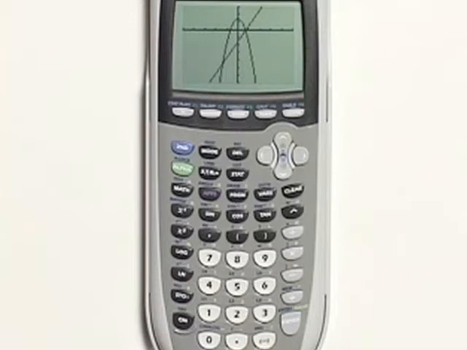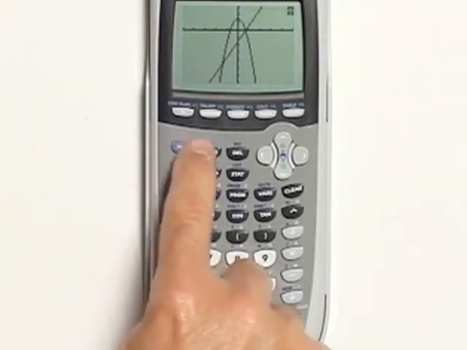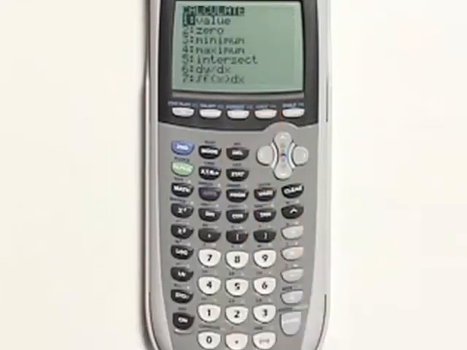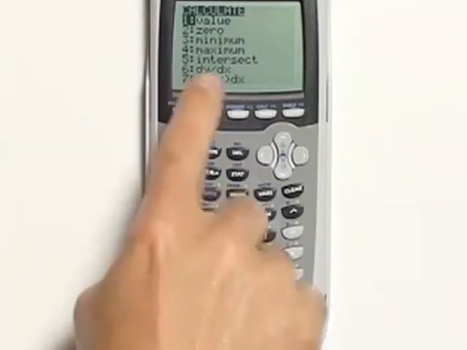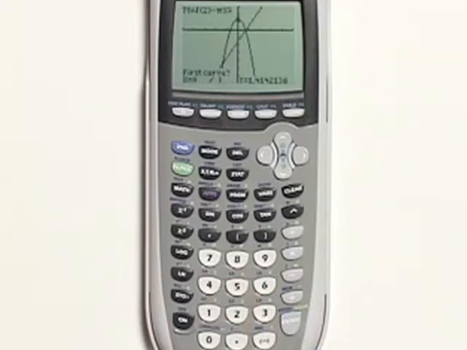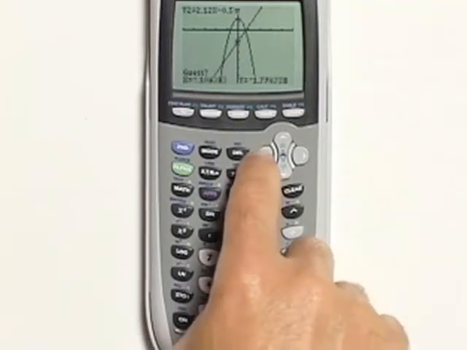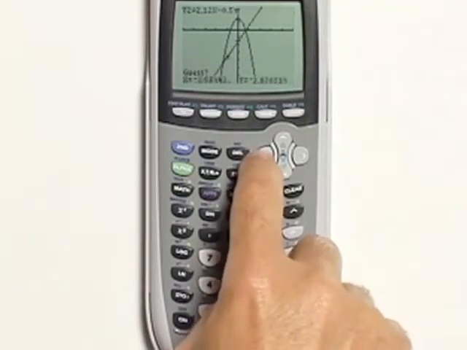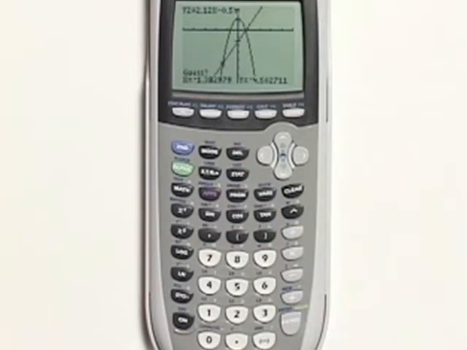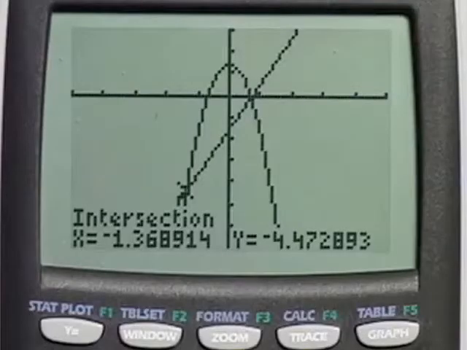To find those two different places, we use the second calc, which is the same as trace, key. Choice number 5 is the intersection, so we press 5, and now it's asking us, is y sub 1 the first curve? And it is, so press enter. Is y sub 2 the second curve? It is, so press enter. Now it's asking us for a guess. Basically, because there are two different points, we need to move closer to one of them. Let's move down the line and close to the point of intersection that's in quadrant 3. When we get close enough, we just press enter, and it will give us the solution to that intersection.